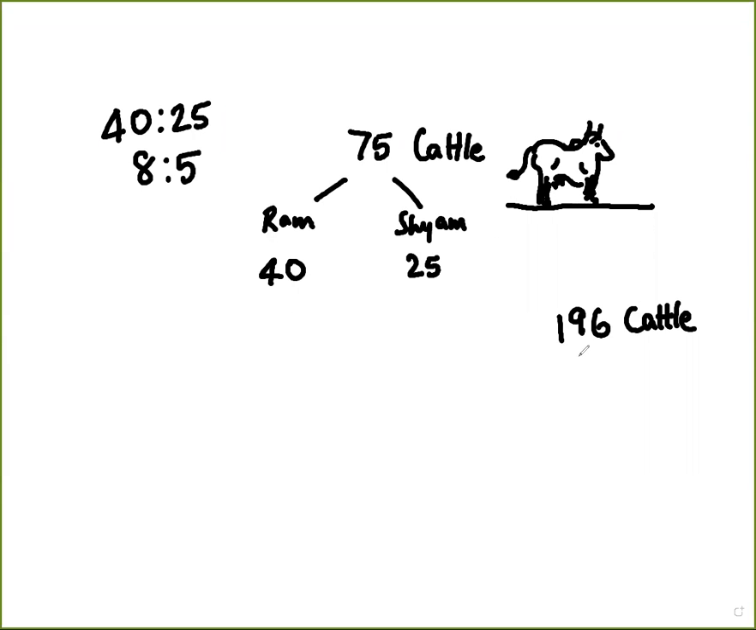Now, another farmer, a neighbor, had 196 heads of cattle, and he divided the cattle among his two daughters, Geeta and Sita. He didn't have sons. He wanted to give it to his daughters. So he decided to give it to Sita and Geeta. I put Geeta as Gita. Usually it's spelled Geeta.